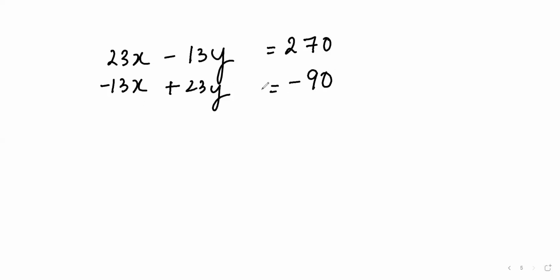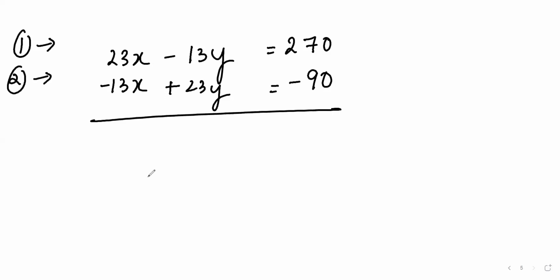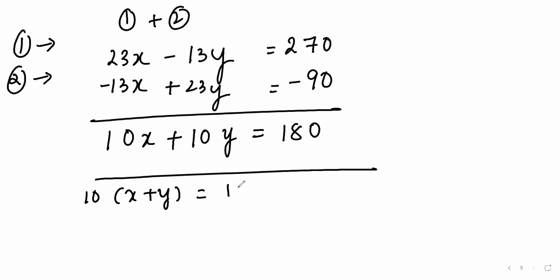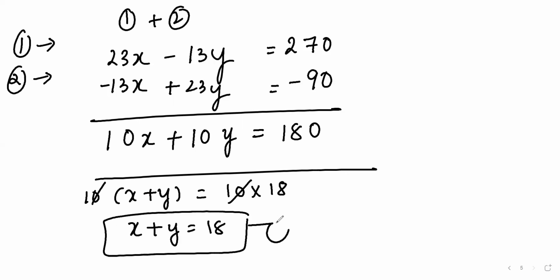Okay. So now let's add them. It is your equation 1, right? So for equation 2, you're going to add 1 and 2. Yes, I told you first we have to add. When you add, what do you get? 23 minus 13, it's 10, you get 10x. And then minus 13y plus 23y, it's plus 10y, is equal to 270 minus 90. What will that be? 180. Or if you take 10 common, x plus y is 10 into 18. You cancel out on either side, leaving you with x plus y is equal to 18. This is my equation 3.